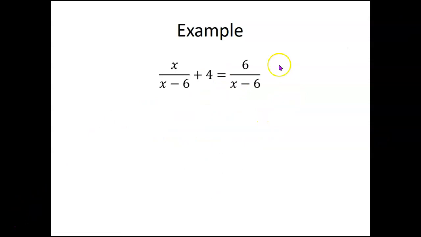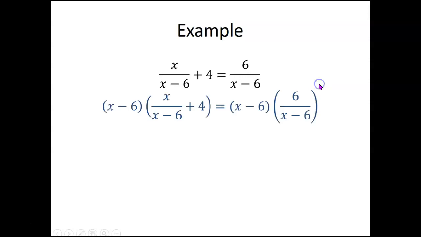Now what about this example? I see some fractional expressions here with denominators of x minus 6. So since that's the only thing in any denominator, we can kill those denominators by multiplying both sides of this equation by x minus 6. So let's do that. Let's multiply both sides by x minus 6.